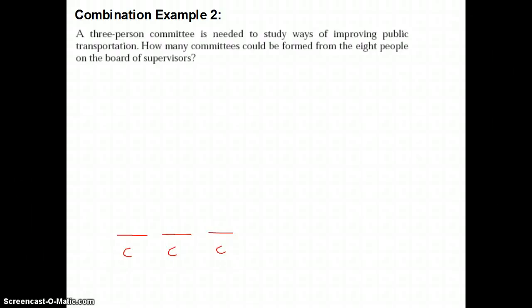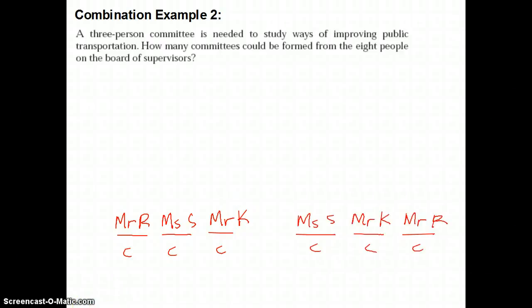Let me explain that. There are just 3 people on this committee, and it doesn't matter if you are the first person on the committee, second person on the committee, or third person on the committee. The order of the committee members does not matter. So these 2 sets here mean the same thing. As long as you have Miss S, Mr. K, and Mr. R on that committee, then you're good.